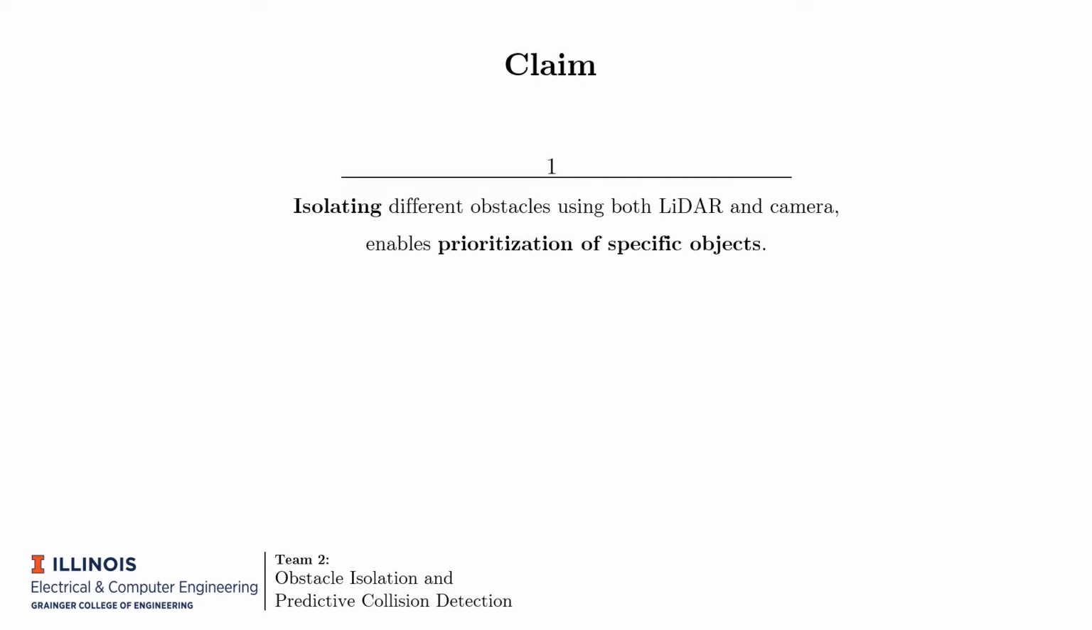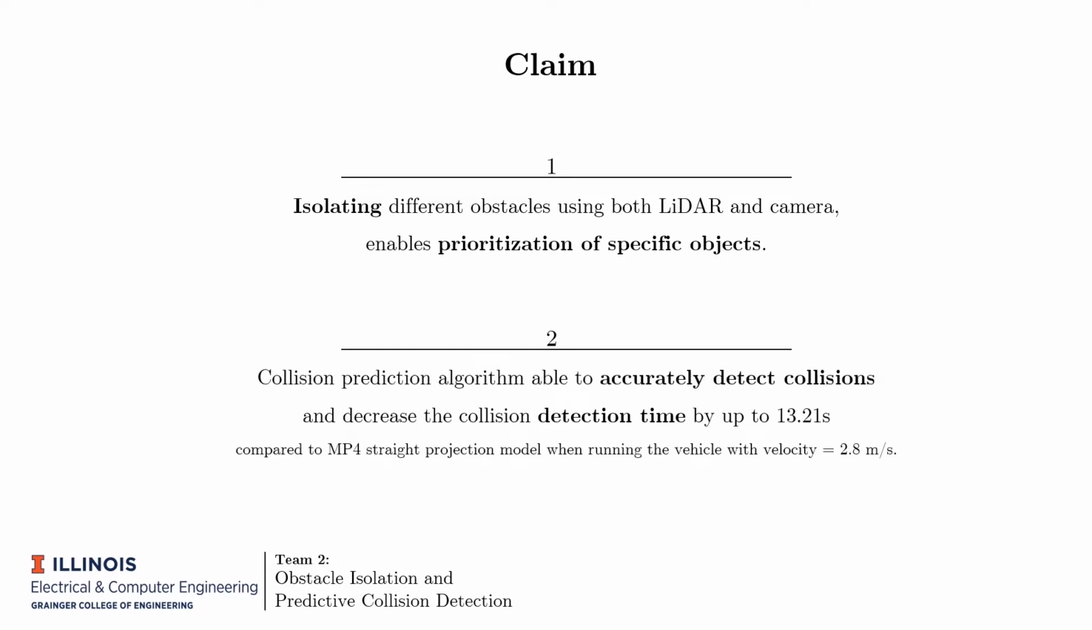Our claim is that by isolating different obstacles using both LiDAR and camera, the vehicle can be programmed to prioritize specific objects. And with our collision prediction algorithm, we are able to accurately detect collisions and decrease the collision detection time by up to 13.21 seconds compared to the straight projection model in MP4.